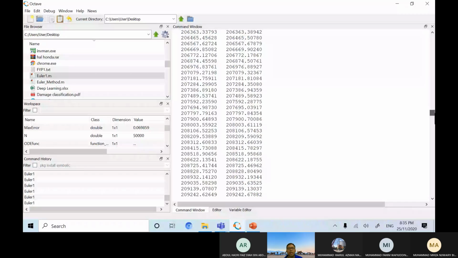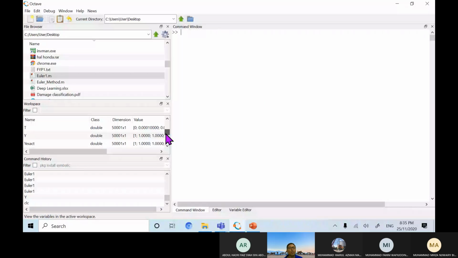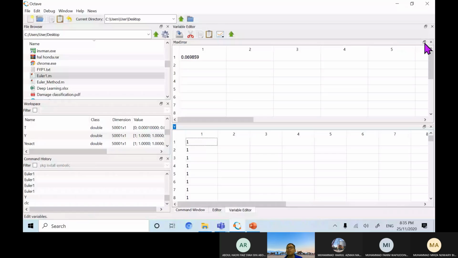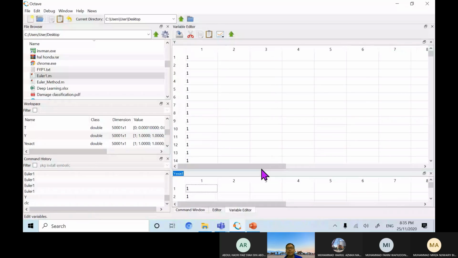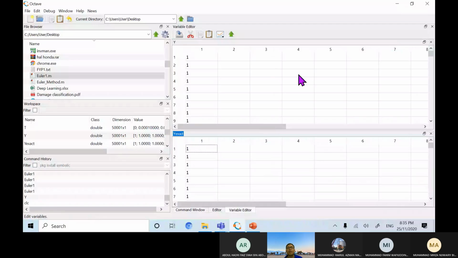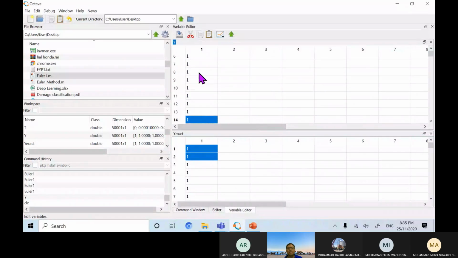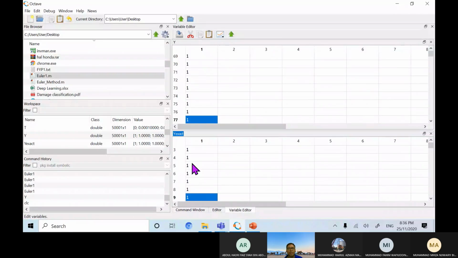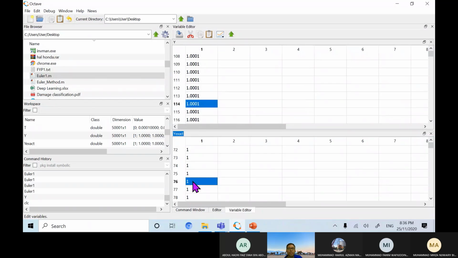Maybe it looks difficult, so I type CLC. To compare, it's easier to look here. This is my y. Okay, the max error we can close. And then my y exact. You see? This is the estimated value, and this is the value it should actually be. So it looks the same, almost the same. Look, the estimate is 1 to 77. Is it the same 77? Yes, the same. That's why the error is very small. I don't know when it will start to deviate. We need to look. Okay, let's look at 114.